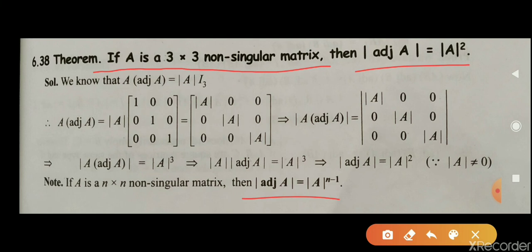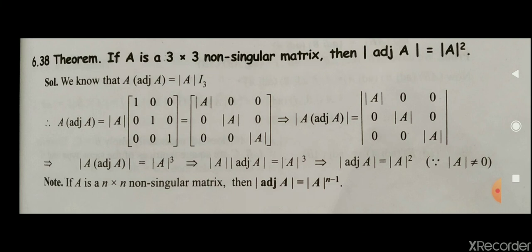If you are finding determinant of adjoint A, first of all you need the order of the given matrix A. If the given matrix A is of order n, then determinant of adjoint A equals determinant of A to the power n minus 1. It means if order is 3 then power will be 2, if order is 4 power will be 3, if order is 5 then power will be 4, one less power.